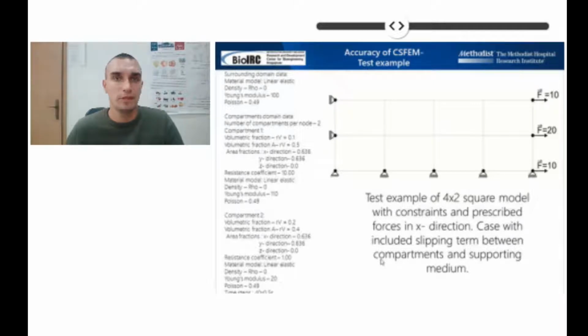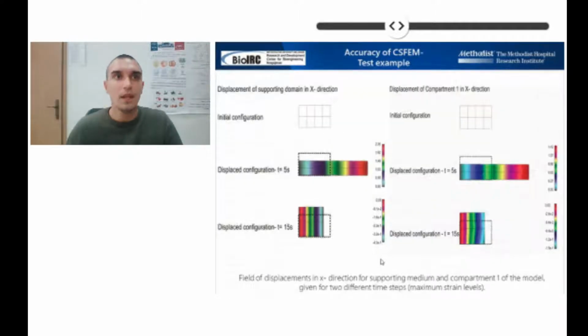We have two embedded compartments with different volumetric fractions, area fractions, and different Young's moduli used in the material. The number of time steps is 40, and the duration of each time step is 0.5 second. So, the field of displacements in the x direction for the supporting medium and compartment 1 of the model is given for two different time steps. Here are presented maximum strain levels, and as you can see, the supporting domain has greater values of displacements due to the applied force on its right part.